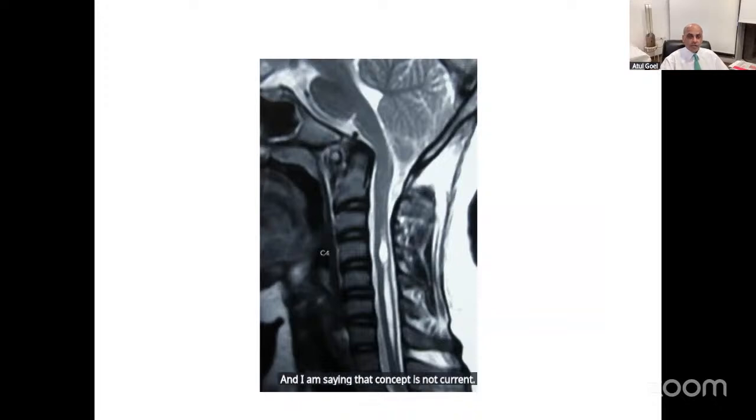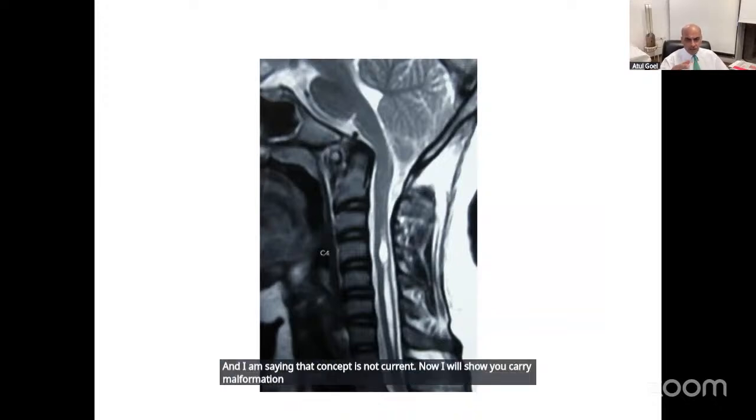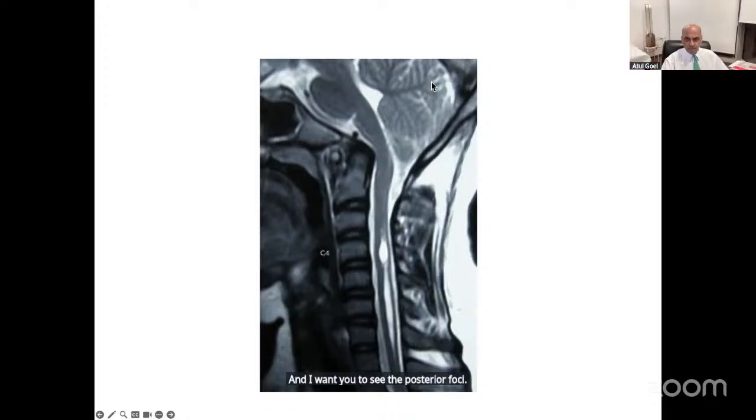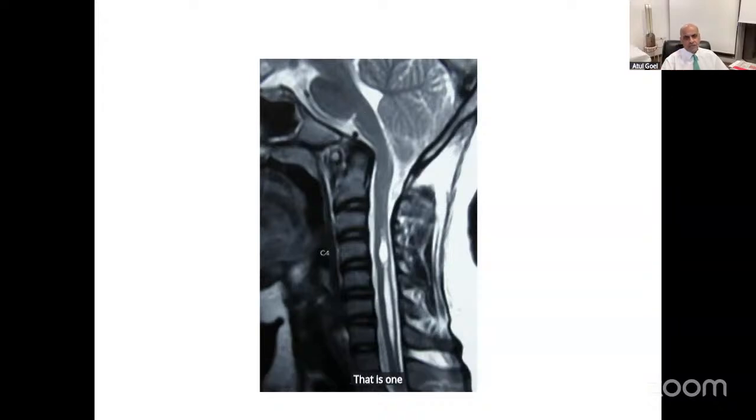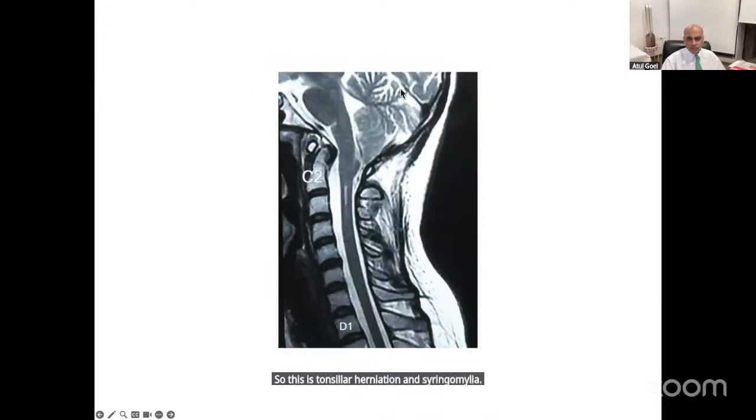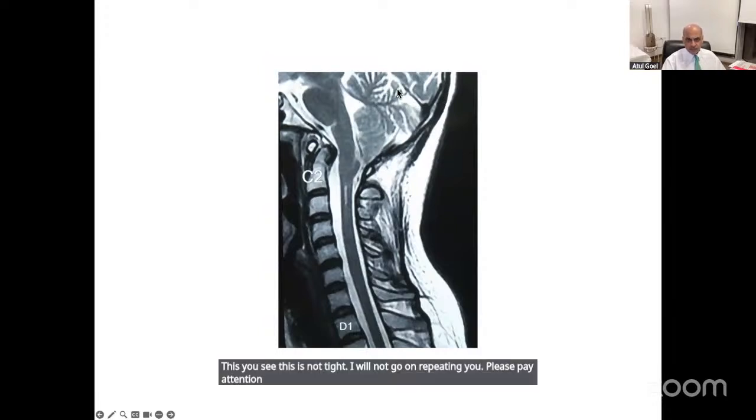Now I will show you Chiari malformation can be associated with a number of pathologies. And I want you to see the posterior fossa, see the cerebellum, see the sulci and gyri, see the fourth ventricle. It is not tight. That is one thing I want you to carefully see in my slides. So this is tonsillar herniation and syringomyelia. You see, this is not tight. I will not go on repeating. Please pay attention to the posterior fossa. It is not tight. See the folia, see the CSF in the folia, see the fourth ventricle, see the CSF in the posterior fossa. And also I want you to see the tonsil.